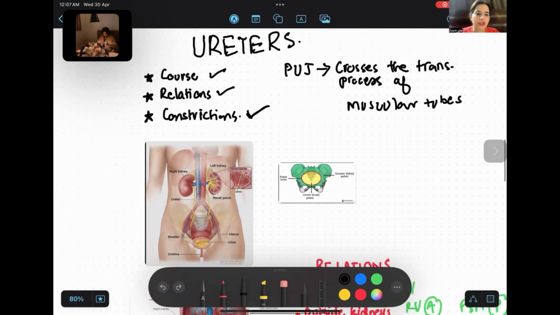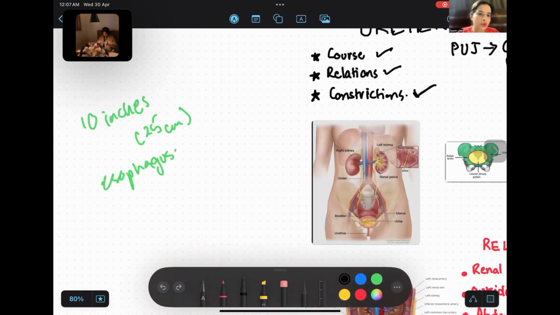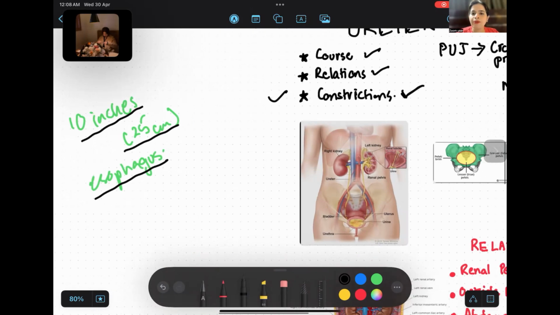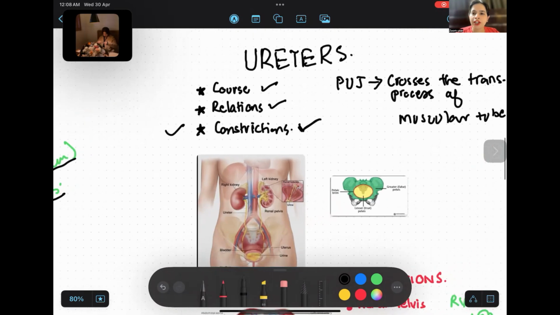And about their length, they are about 10 to 12 inches in length, or 25 centimeters. The diameter is 3 to 4 millimeters. You don't need to know that. And due to their length and the constrictions that they have, they have been compared with another muscular tube in your body that is part of your GI system, the esophagus. Now we are done with the definition.